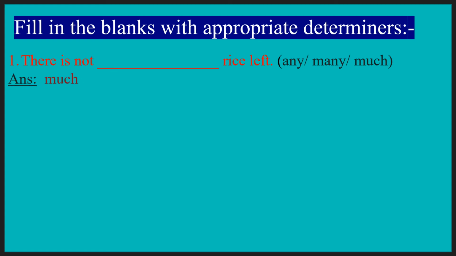Then see the next exercise. Fill in the blanks with appropriate determiners. Here there is not dash rice left. Any, many, much. There is not much rice left. Second one. There were dash people in the hall. There were all people in the hall? No. Few? Yes. There were few people in the hall.